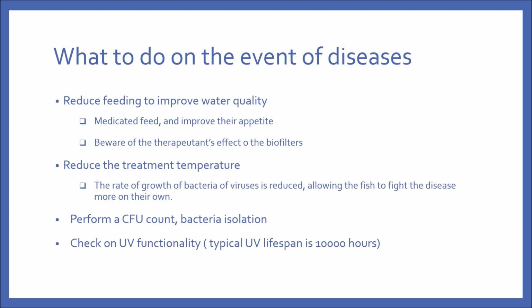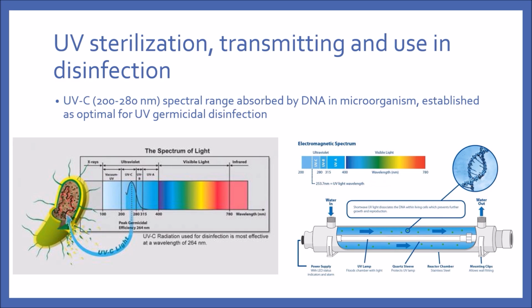In any recirculating system, there will be a UV process embedded in the system. The UV destroys the DNA of any pathogen, regardless of bacterial or viral origin. The UV that is utilized in the reactors is called UVC, and it has a spectrum of 200 to 280 nanometers.